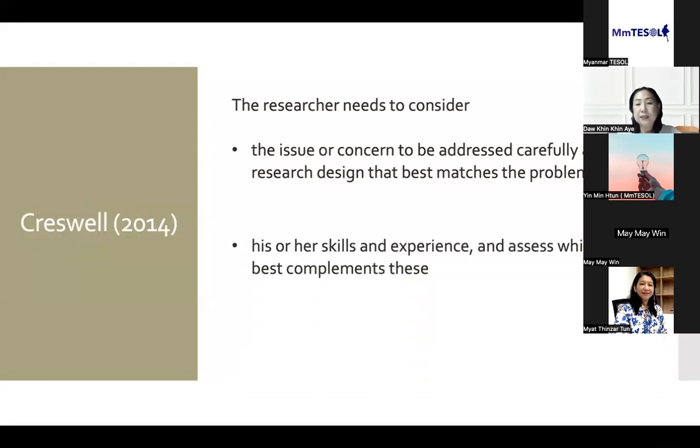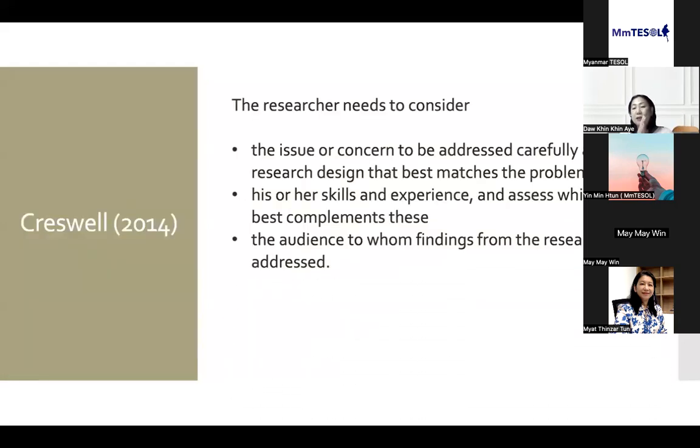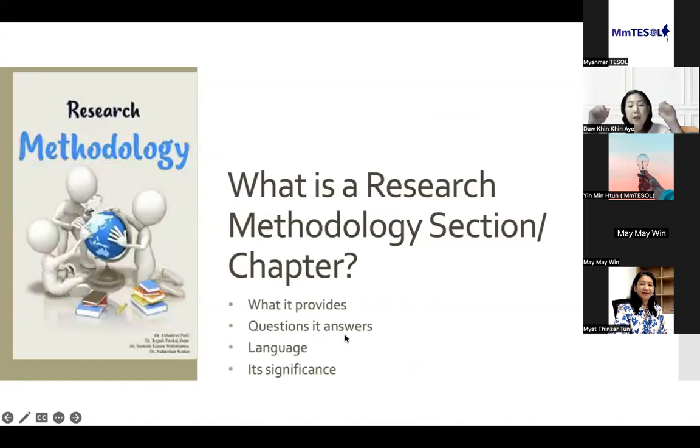Now, here in this case, this is what Creswell said, right? The researcher need to consider the issue of concern to be addressed carefully and the research design that best matches the problem that we're looking at. Now, his or her skills or experience and assess, because actually, even if he or she would like to conduct the research using the so-called popular method or design, right? What we need to do, it must match well with his or her skills and experience and assess which approach best complement these. And also, we also need to consider the audience to whom findings from the research will be addressed as well. So these are all what we need to consider.